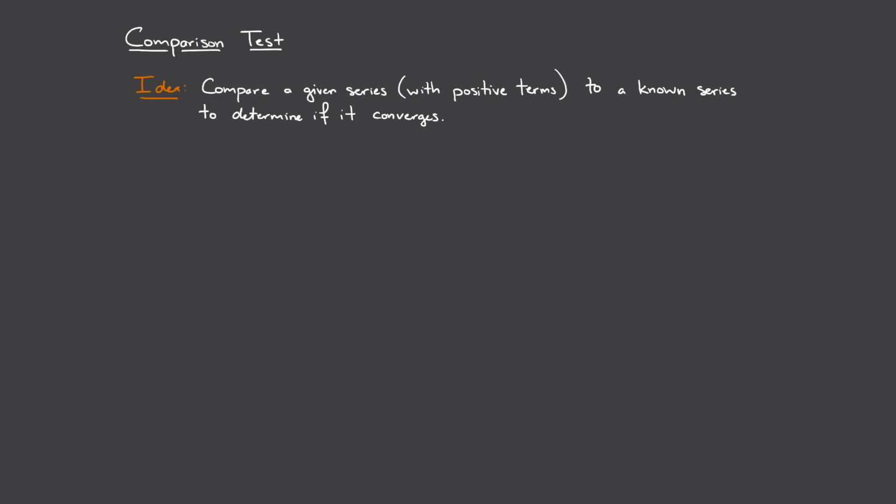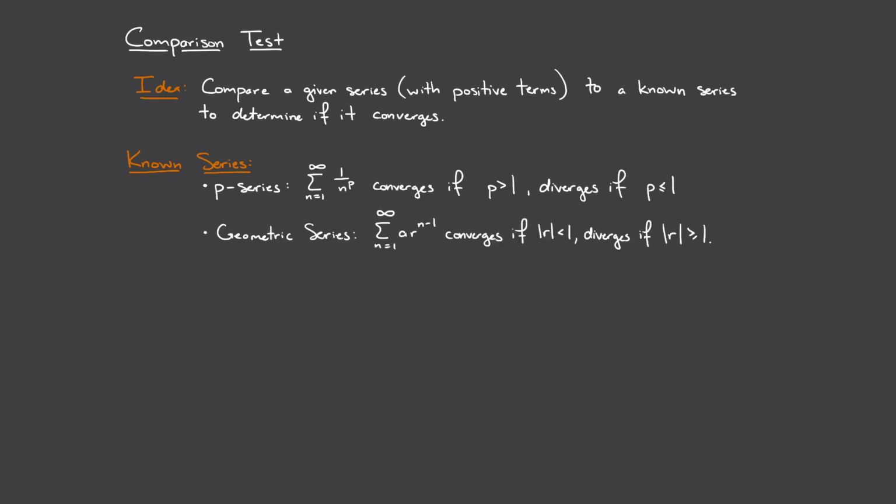Since we're going to need comparison series, now is probably a good time to recall some series that we have in our toolbox. The two types of series that will be especially useful as comparison series are p-series, which we talked about in the last video, and geometric series. The great thing about these series is that it's super easy to tell if they converge or diverge. We'll see how this is helpful in just a second. But first, let's actually state how the comparison test works.